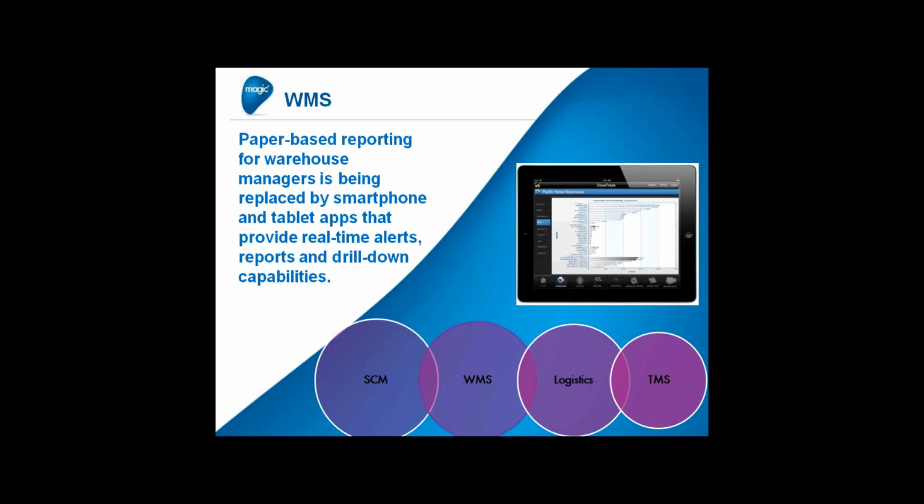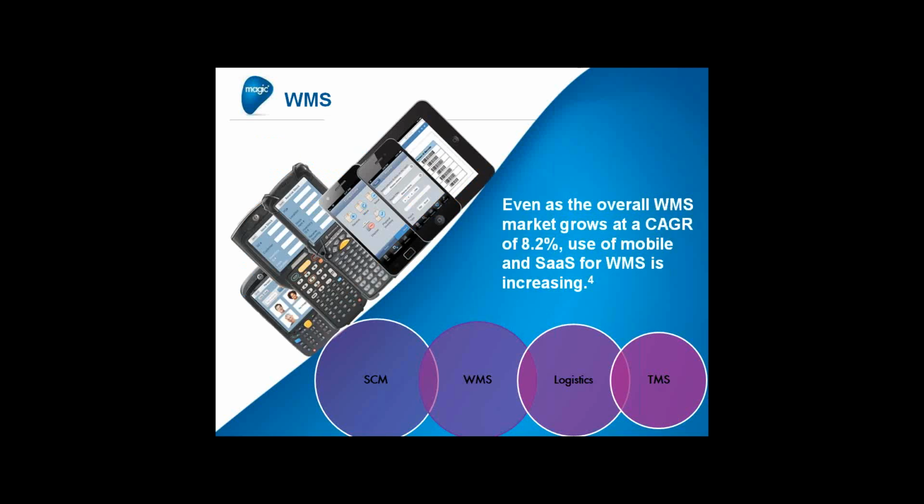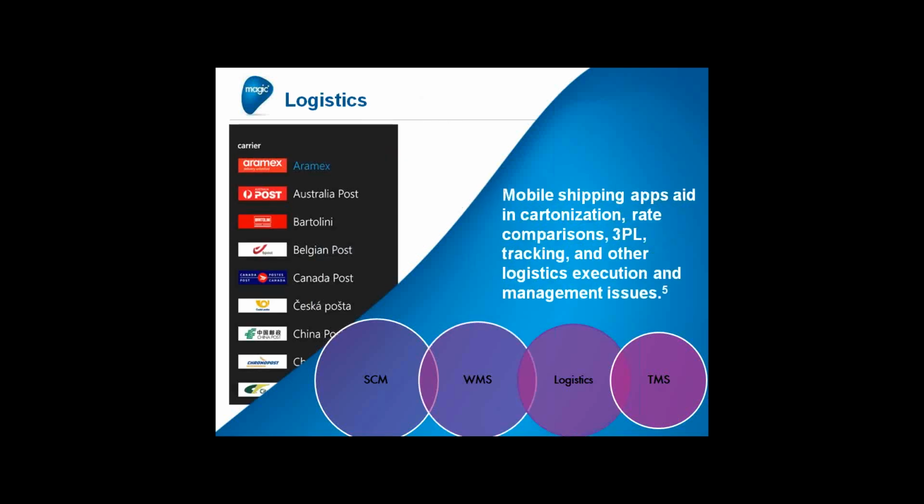Warehouse management is another big area. Paper-based reporting for warehouse managers is being replaced by smartphone and tablet apps that provide real-time alerts, reports, and drill-down capabilities. You can access information about your warehouse, what's going on inside, from anywhere at any time. Even as the overall warehouse management system market grows, use of mobile and SaaS for warehouse management is increasing as well. So we see this as a continued target area in 2014.